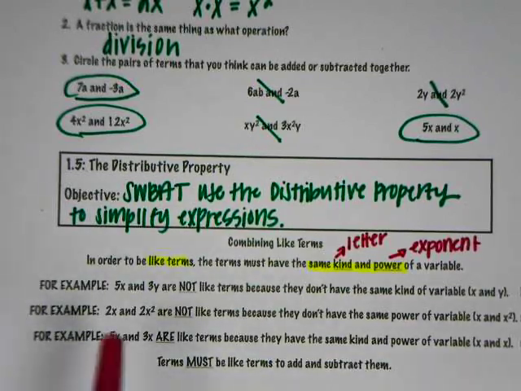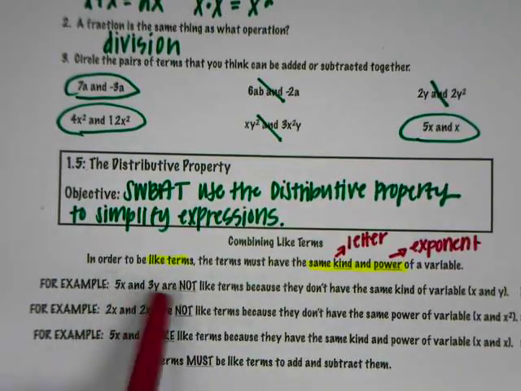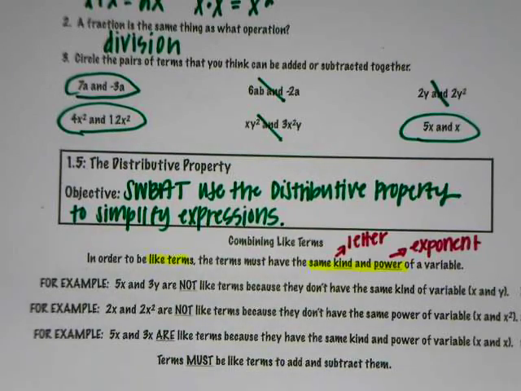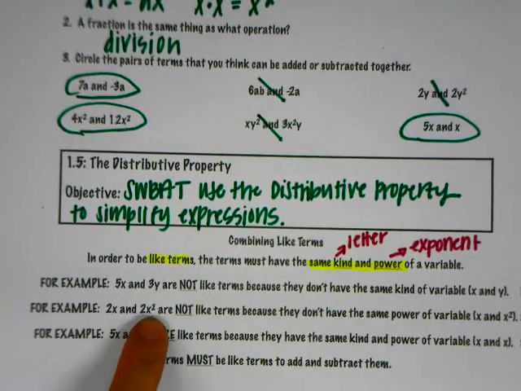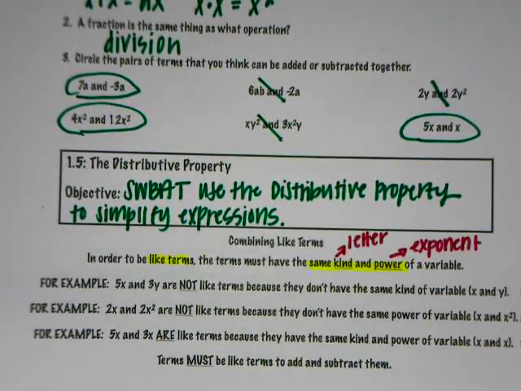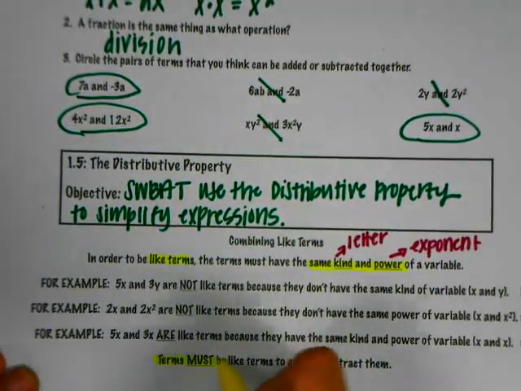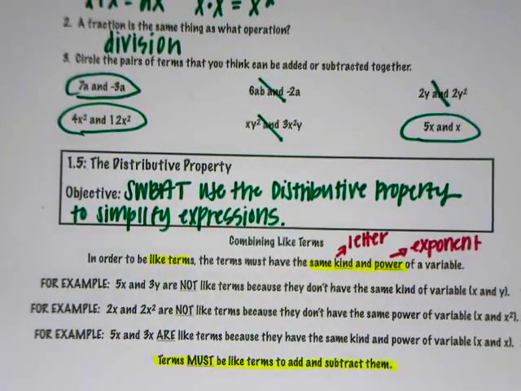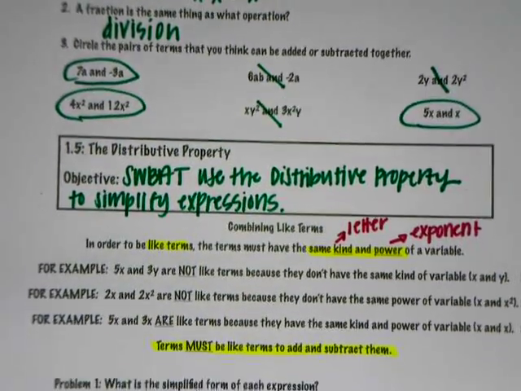All right, so for example, 5x and 3y are not like terms because they don't have the same kind. Right, so x and y, they're not the same letter. 2x and 2x squared, no, because they don't have the same power. This has an exponent of 1. 2x squared has an exponent of 2. 5x and 3x are like terms because they have the same kind, meaning x, the same power, power of 1. Okay? And then you need to worry about this with addition and subtraction. So to add and subtract them, that's when they have to be like terms. Okay? So we're just going to practice combining like terms first.